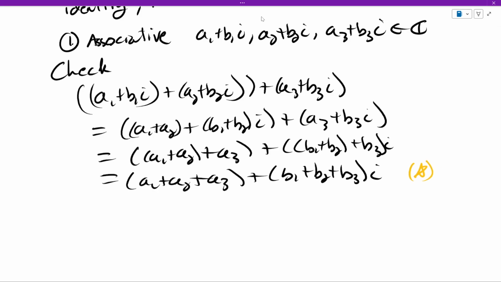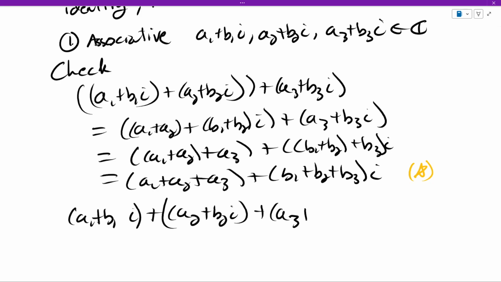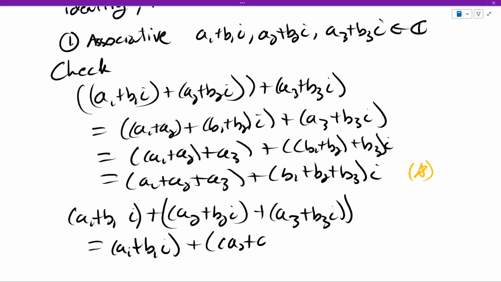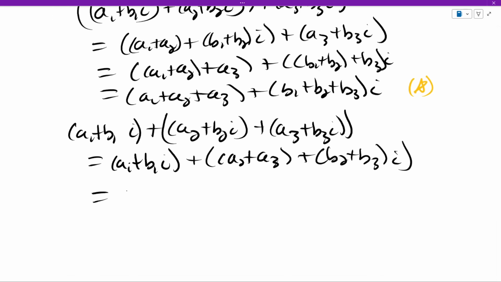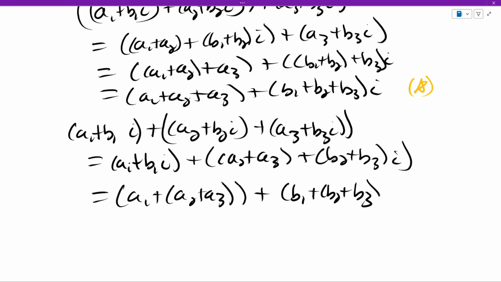We have to check that star is the same as adding a1 plus b1i, plus the sum of a2 plus b2i and a3 plus b3i. So we leave the a1 plus b1i alone, and again, we add inside the parentheses first. And then we add real and imaginary parts. Oops, it's one too many parentheses here. Just start over. a1 plus a2 plus a3. And then the imaginary part of the first one is b1, and then the second complex number is b2 plus b3.